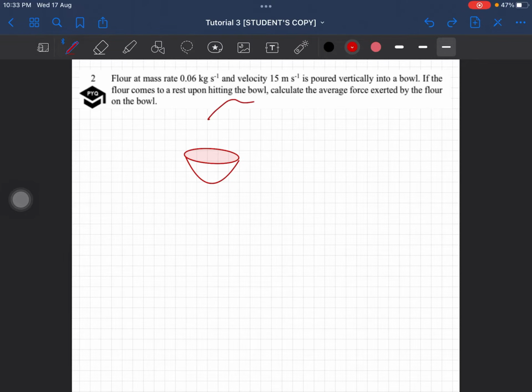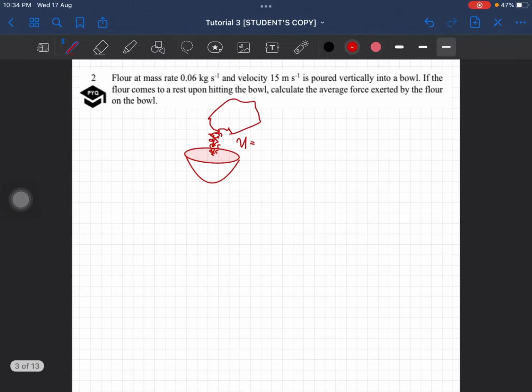Like so, right? Okay, so the flour is falling into this bowl. So what is happening? It is poured vertically with a velocity of 15 meter per second. Okay, so now, since the flour is going down, our velocity will be equal to negative 15 meter per second.